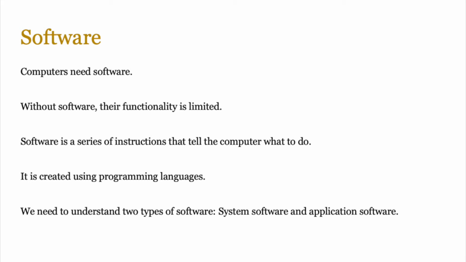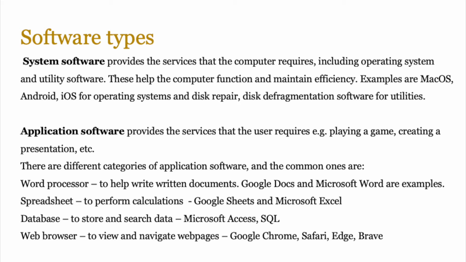Computers need software. Without software, their functionality is severely limited. Software is a series of instructions or commands that tell the computer what to do, and it is created using programming languages. Perhaps you already have some experience of Python. Programming languages like that are used to create software. Now, we need to understand two types of software. One is called system software, and the other one is called application software. So let's start with system software.